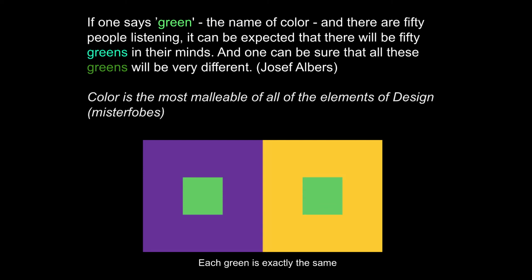So this is a great quote from Joseph Albers, who wrote a book in 1971 called The Interaction of Color. He says, if one says green, the name of the color, and there are 50 people listening, it can be expected that there will be 50 greens in their minds, and one can be sure that all these greens will be very different. Color is the most malleable of all the elements of design.